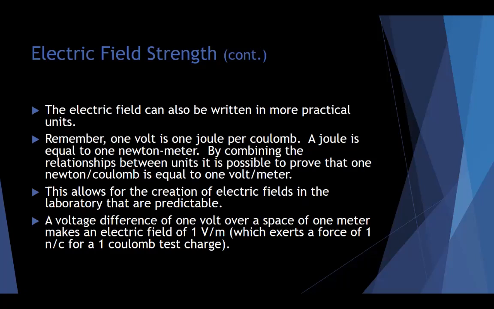So the electric field can also be written in more practical units. 1 volt is equal to 1 joule per coulomb. Remember, joule is the one that we use to do work, and it's equal to 1 newton meter. By combining the relationship between the units, it is possible to prove that 1 newton per coulomb is equal to 1 volt per meter. This allows for the creation of electric fields in the laboratory that are very predictable. A voltage difference of 1 volt over a space of 1 meter makes an electric field of 1 volt per meter, which exerts a force of 1 newton per coulomb for a 1 coulomb test charge.